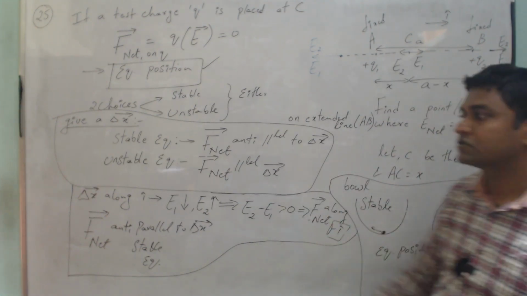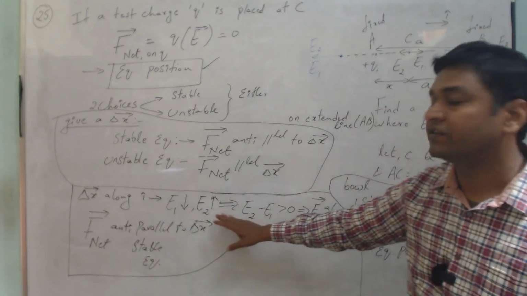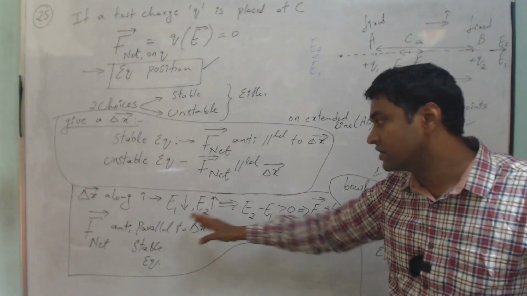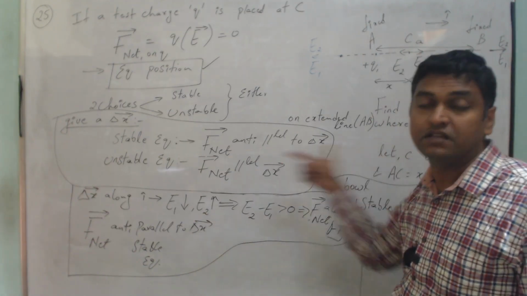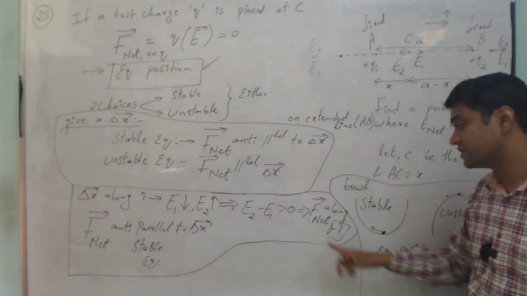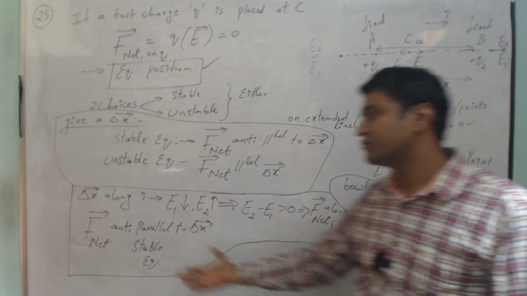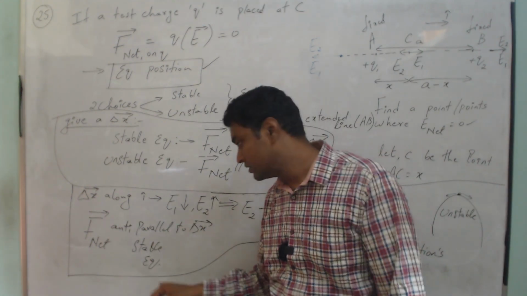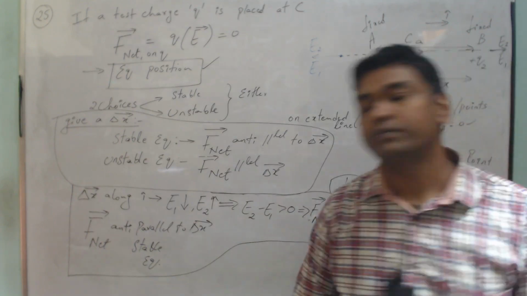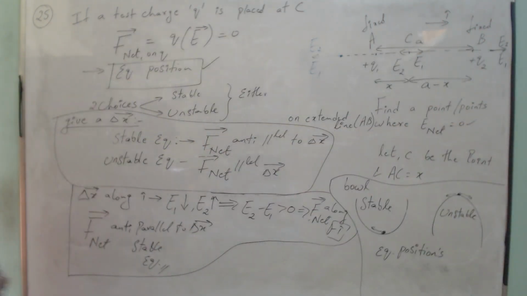So taking delta x as I cap, we figured intuitively that E1 decreases, E2 increases. That means E2 minus E1 is basically positive. That means the net force is along the negative I cap. That means the net force is anti-parallel to delta x bar. Therefore, it should be a stable equilibrium. Clear?